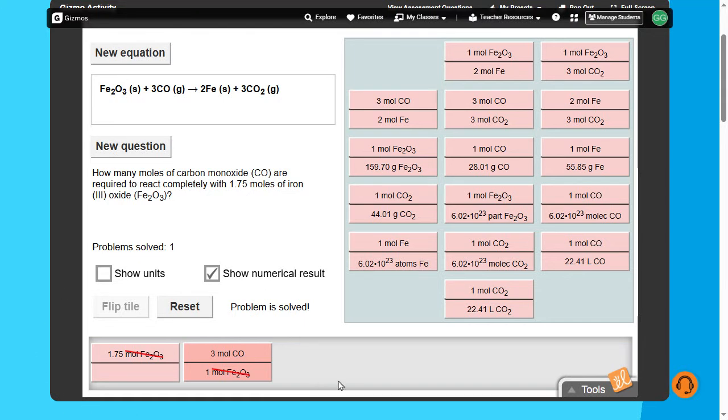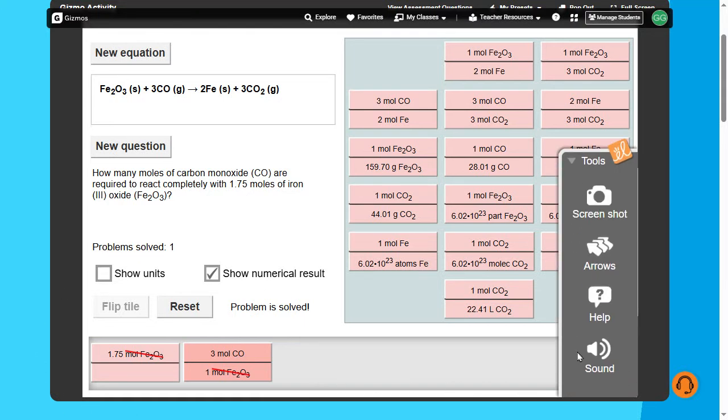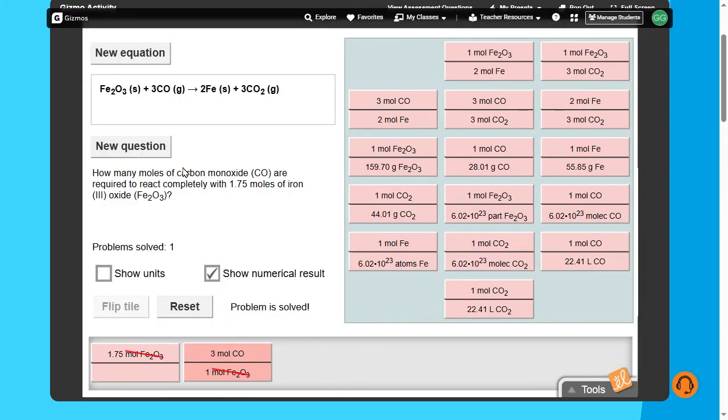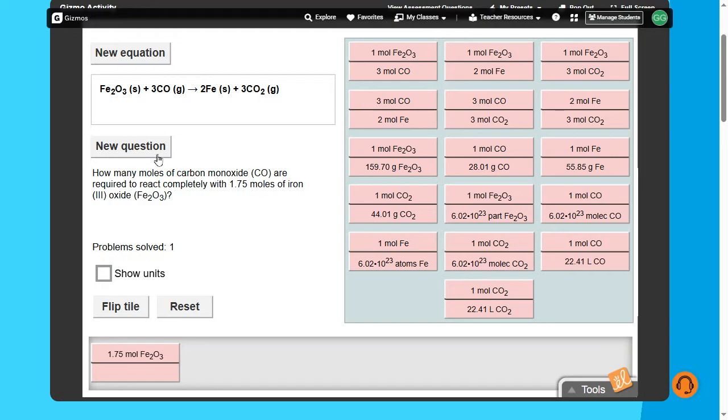We can take a screenshot of this by going to Tools and asking for a screenshot. We can then either right-click and copy image, or Control-C, or we can save the image and put it into our assignment. Let's try a different question using the same equation by clicking on this new question.